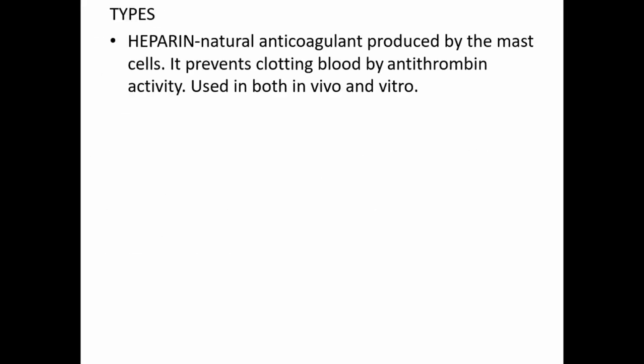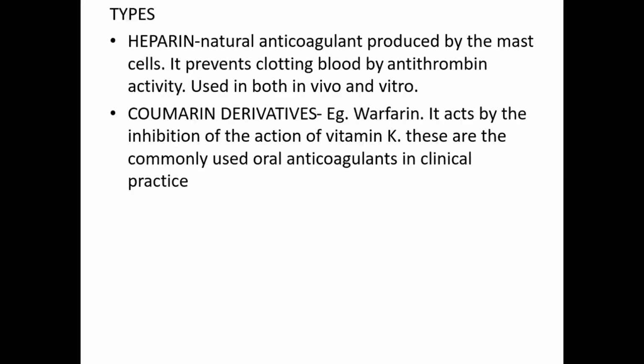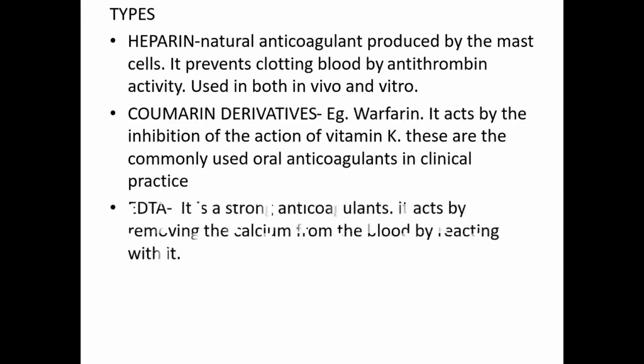The types: first one is heparin. Heparin is a natural anticoagulant produced by the mast cells. It prevents clotting by antithrombin activity and is used both in vivo and in vitro. Second is coumarin derivatives, for example warfarin. It acts by inhibiting the action of vitamin K. These are commonly used oral anticoagulants in clinical practice.